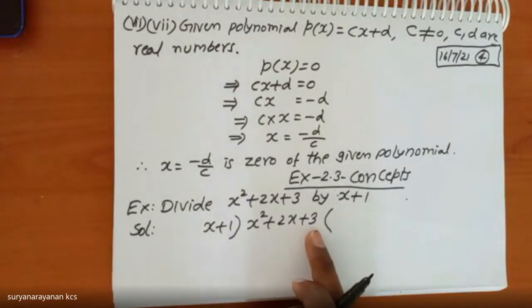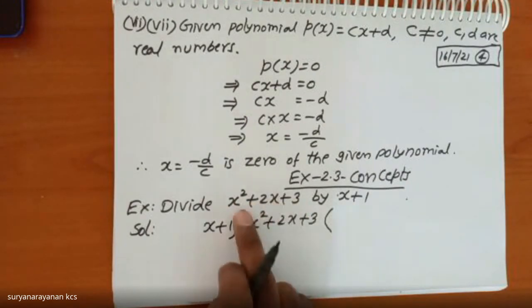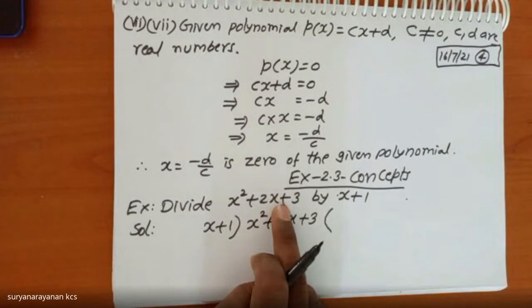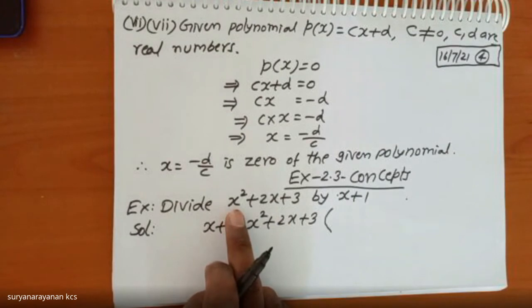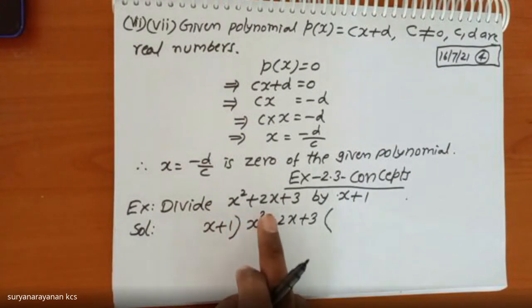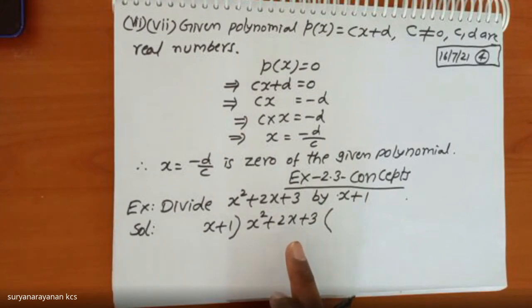So remember this point. In the descending powers of x, we have to arrange the terms of either the divisor or the dividend. Sometimes they will not give the polynomial in this order. We have to arrange the terms of the polynomial in the descending powers of x. Means, first of all, we have to write the highest power of the variable. After that, the next highest power of the variable. After that, the next highest power of the variable. In this way, we have to arrange the terms of the given polynomial. That is called descending powers of x.